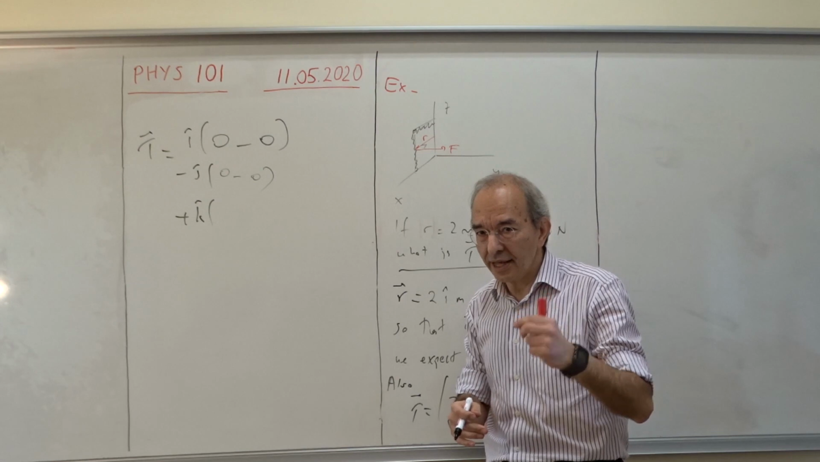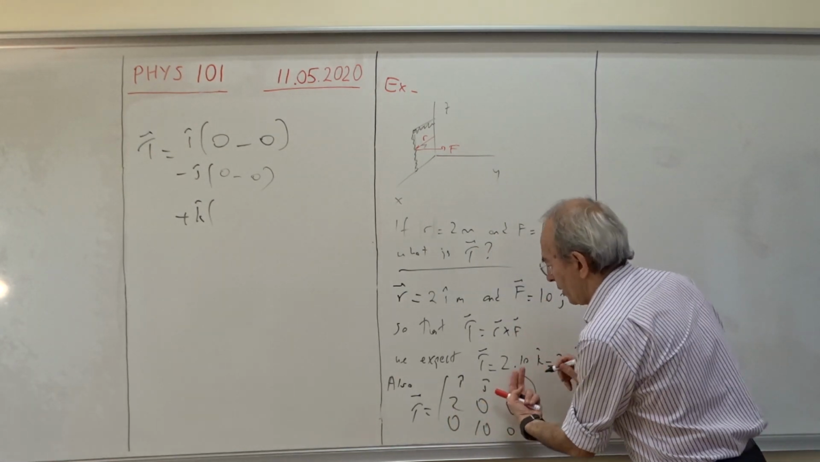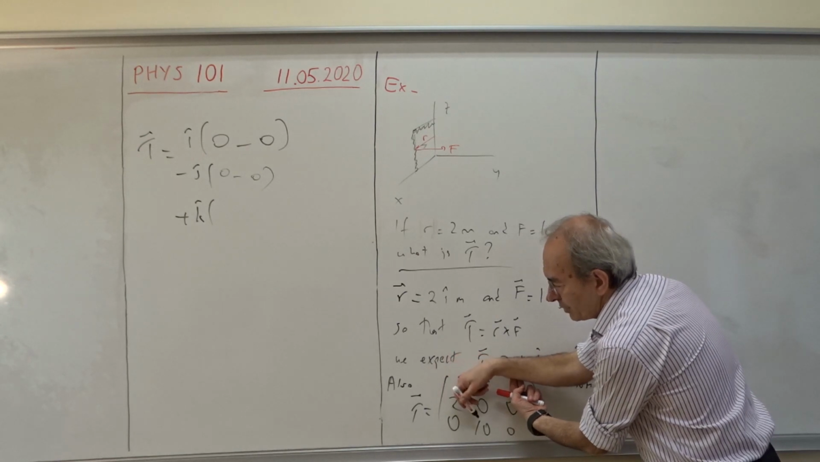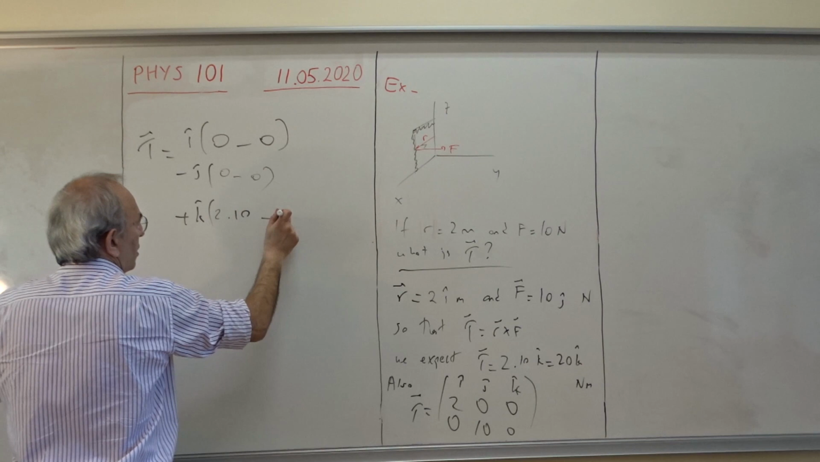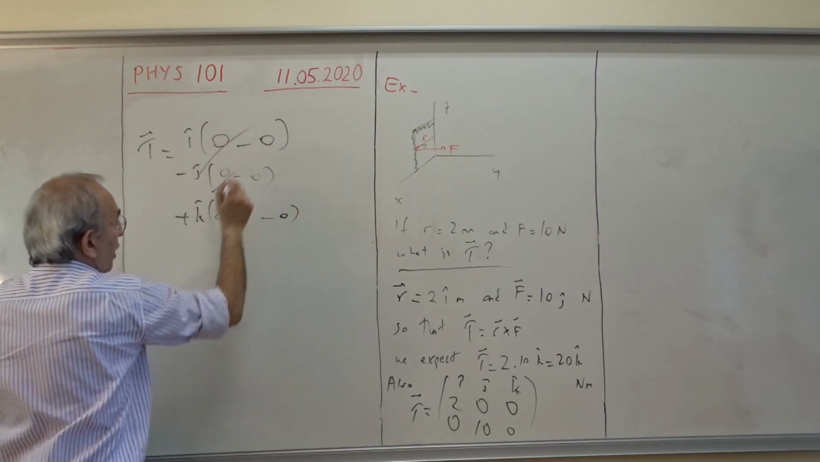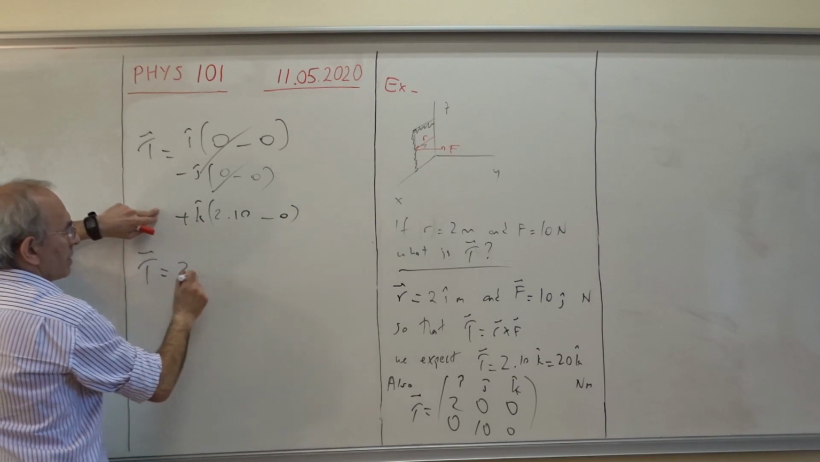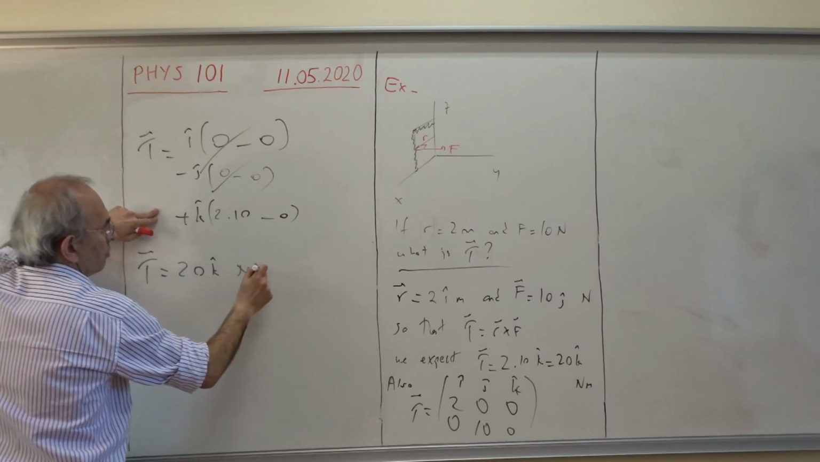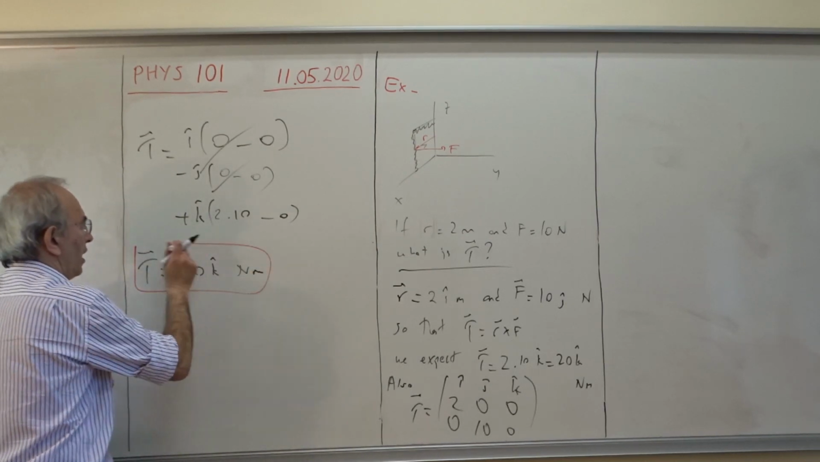But the third one does have a component, because if you close the k, then you have 2 times 10 minus 0. So these are nothing, therefore tau turns out to be 20k. Newton meter is the unit. So that's the case for this.